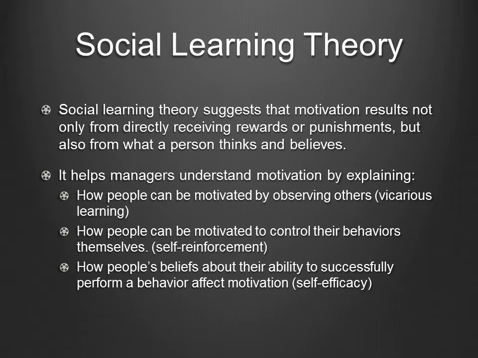Social learning theory suggests that motivation results not only from directly receiving rewards or punishments, but also from what a person thinks and believes. Social learning theory extends operant conditioning's contribution to managers' understanding of motivation by explaining: 1. How people can be motivated by observing other people performing a behavior and being reinforced for doing so, or vicarious learning. 2. How people can be motivated to control their behaviors themselves, or by self-reinforcement. And 3. How people's beliefs about their ability to successfully perform a behavior affect motivation, or self-efficacy.